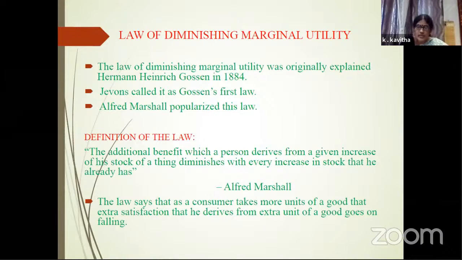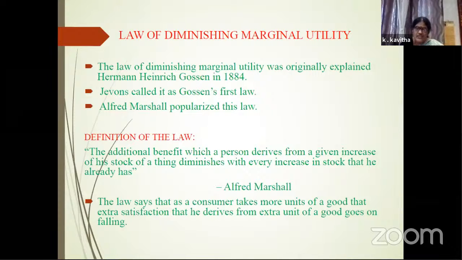Understand? So here we know about total utility and marginal utility. Total utility, TU, is a function of Qn, and marginal utility is MU equals TUn minus TUn minus 1. By using total utility and marginal utility, we can easily understand the theory given by Marshall, that is the law of diminishing marginal utility.